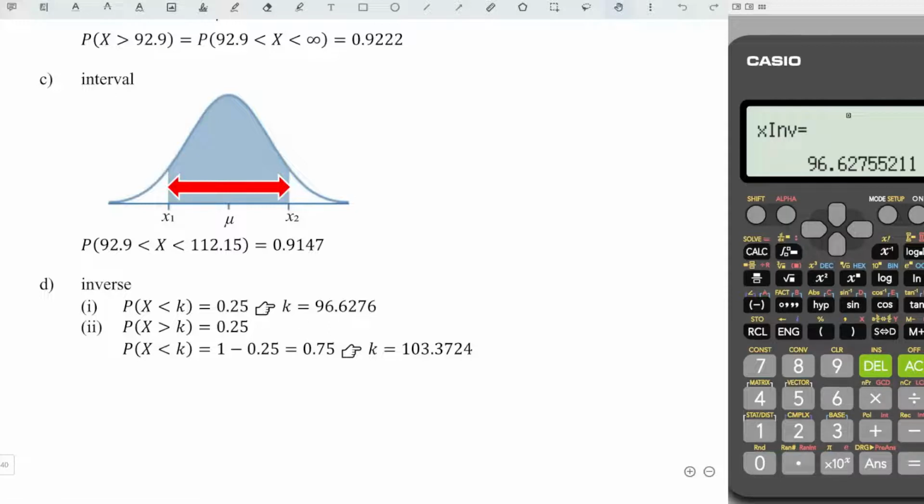If you are asked to determine the value for a region that belongs to more than cumulative, we should take the complement. Since the calculator can only handle a less than cumulative, so we should do 1 minus the value and obtain 0.75 for this case. So we press equal, and now we change the region to 0.75. Press equal, same sigma and same mean. Press equal, and we should obtain the correct value.